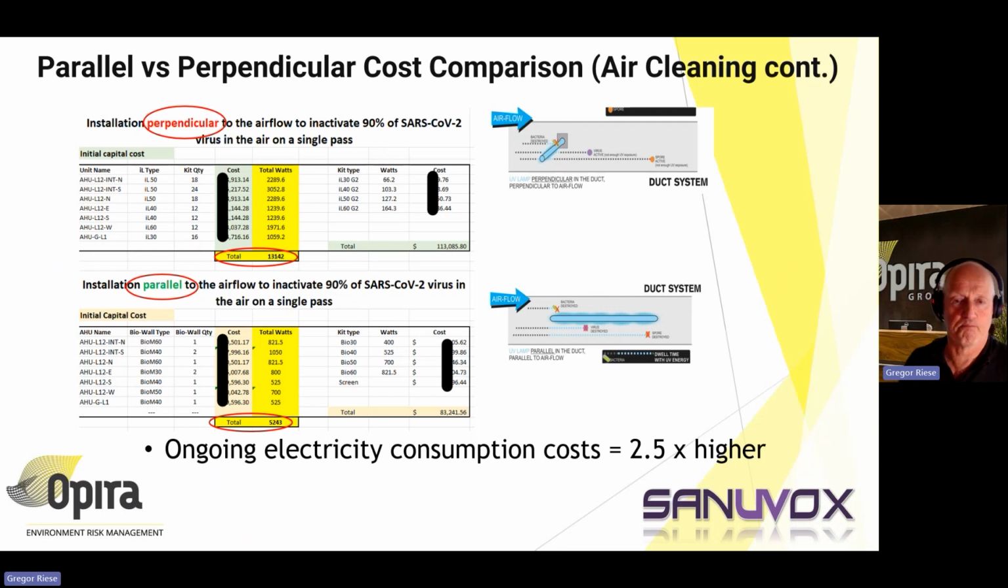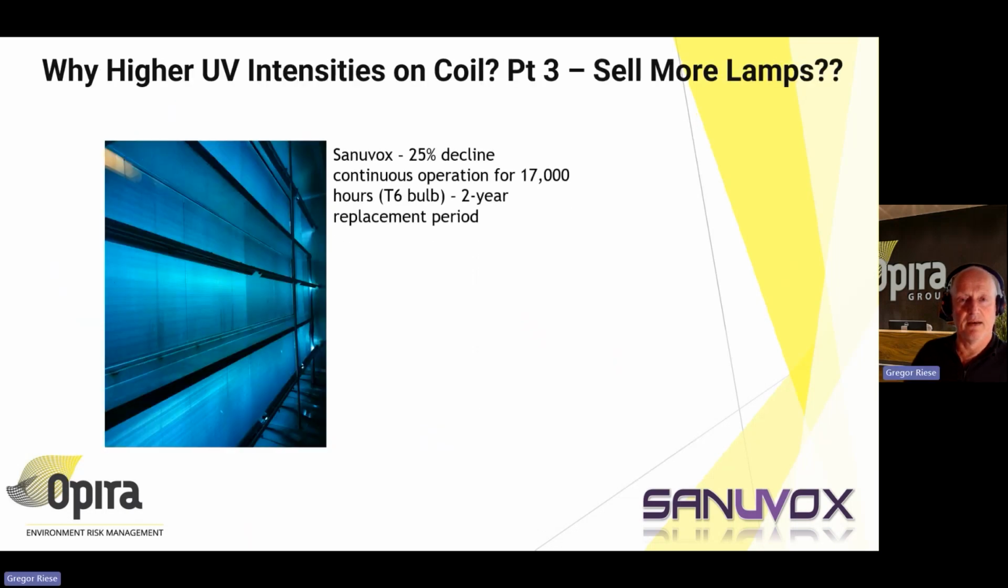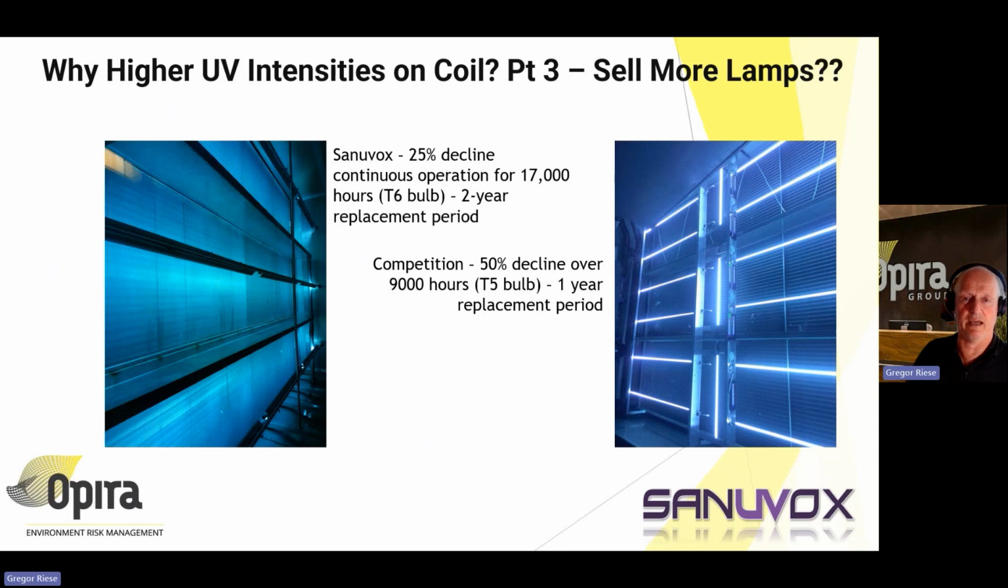And also the ongoing capital cost is actually higher because you need to put a number of lamps in front of the coil. So we do not recommend air cleaning in front of coil. We recommend putting low power lamps in front of coil to kill static organisms growing on the coil face. That is not the spot where you want to try to achieve air disinfection. Why you might want to do higher UV intensities is just possibly because the manufacturer wishes to sell more lamps.